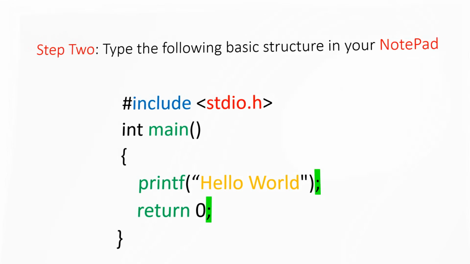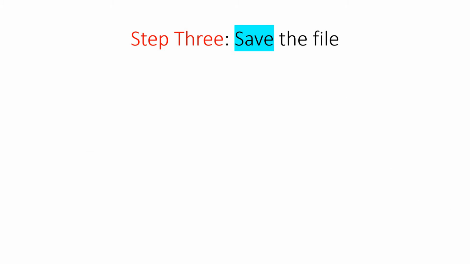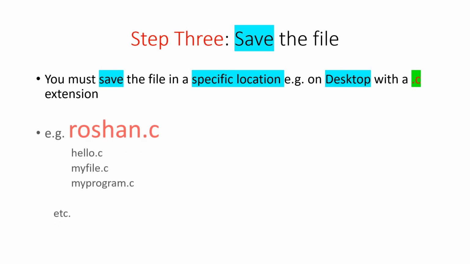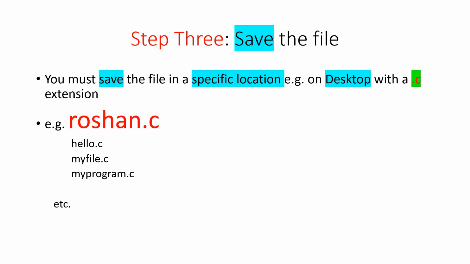And then the next step is saving this file. So how will you save this file? You can save this file in any location on your computer, but I am going to save it on my desktop. The one thing you must remember is that you must use .c as the extension of the file that you are going to save. For example, I have saved my file as Roshan.c. You can give any other name to the file. For example, you can give hello.c, myfile.c, or myprogram.c, etc.